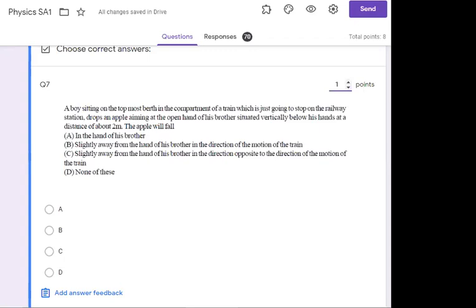The apple will fall. Tell me. Everyone is saying B. In the hand of his brother, slightly away from the hand of his brother in the direction of motion of the train. Slightly away from the hand of his brother in the direction opposite to the direction of the motion of the train. None of these. Tell me.